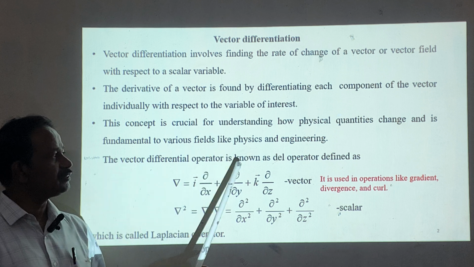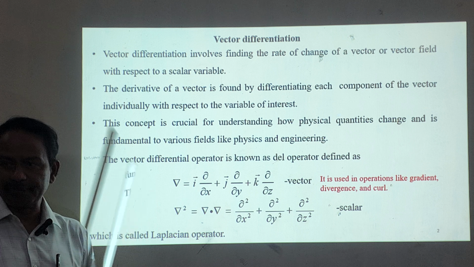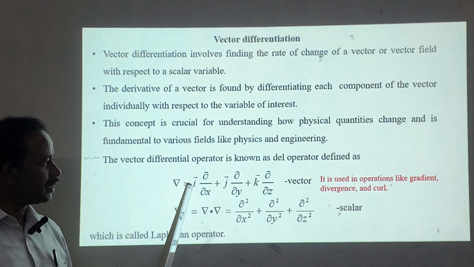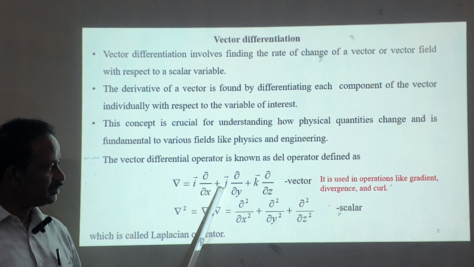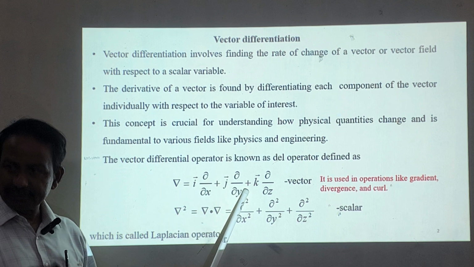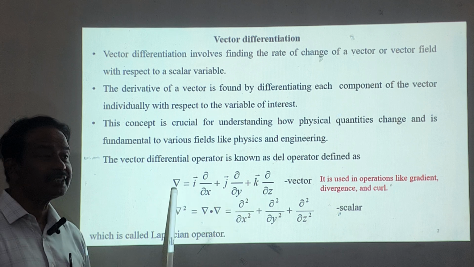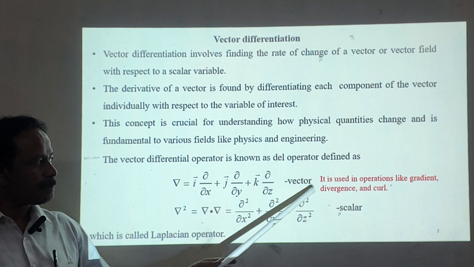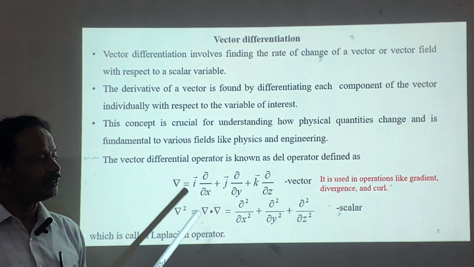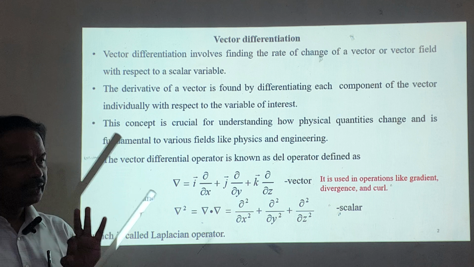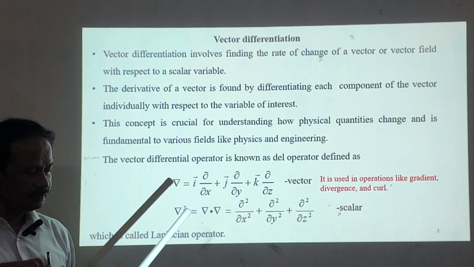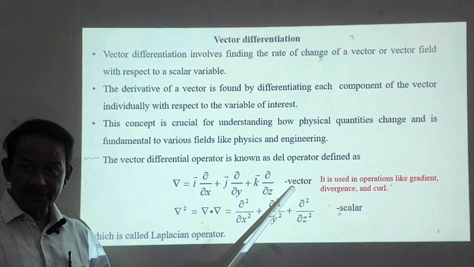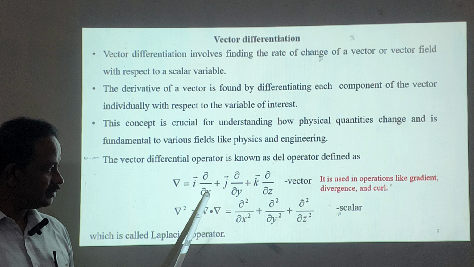The vector differential operator is known as the del operator. This symbol is called the del operator. So del equals i partial d by dx plus j partial d by dy plus k partial d by dz. It's a vector quantity. So the del operator is a vector quantity. Don't forget, this is very important. It is used in operations like gradient, divergence and curl. So we are going to study these 3 things: gradient, divergence and curl with this del operator.